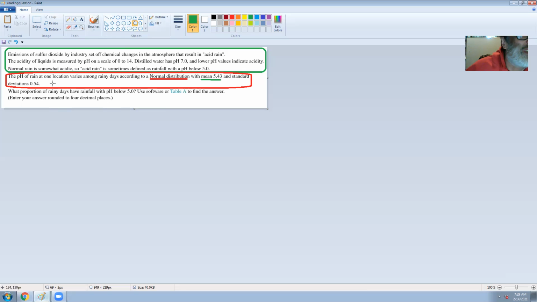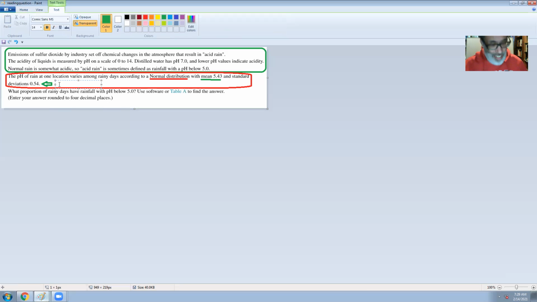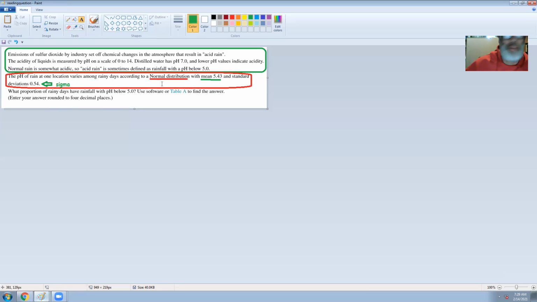Well, this, of course, is going to be the sigma. Raise it up so you can read a little bit. So that's going to be your sigma there. So when you're looking to plug in stuff to formulas, well, that's going to be your mu. That's going to be your sigma. And then we go to what's actually being asked in the problem.